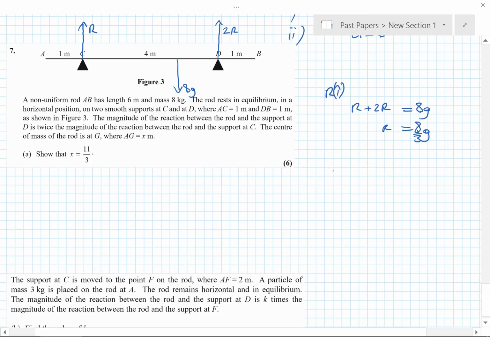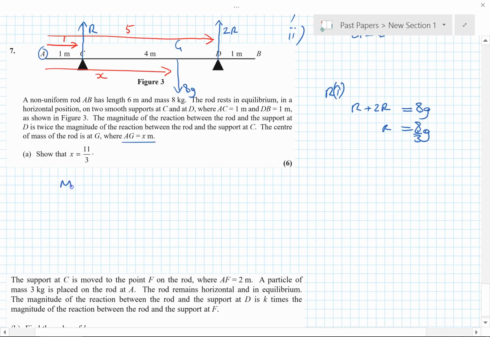So then we are going to need a moments equation. I'm going to take moments about A. I know it's going to have more forces involved, but we're told that the distance AG is x. So I'm going to mark on the distances. The distance from A to C here, that's 1. The distance from A to D there, that's obviously 5. And the distance from A to G here is the unknown x that we want to work out.